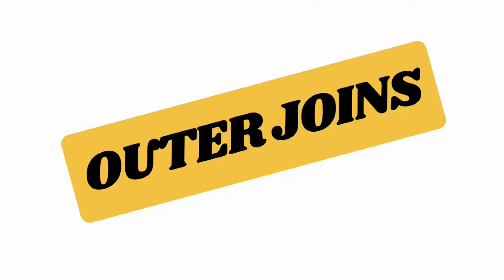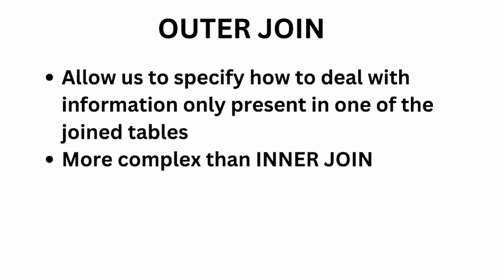Welcome everyone to this series of lectures on outer joins. As I mentioned, there's a few different types of joins, and one of the subsets of these types of joins are outer joins. And there's actually a few different types of outer joins. Outer joins essentially allow us to specify how to deal with values only present in one of the tables being joined. And these are more complex joins than the simpler inner join, which is essentially the default join, where you only grab rows present in both tables.